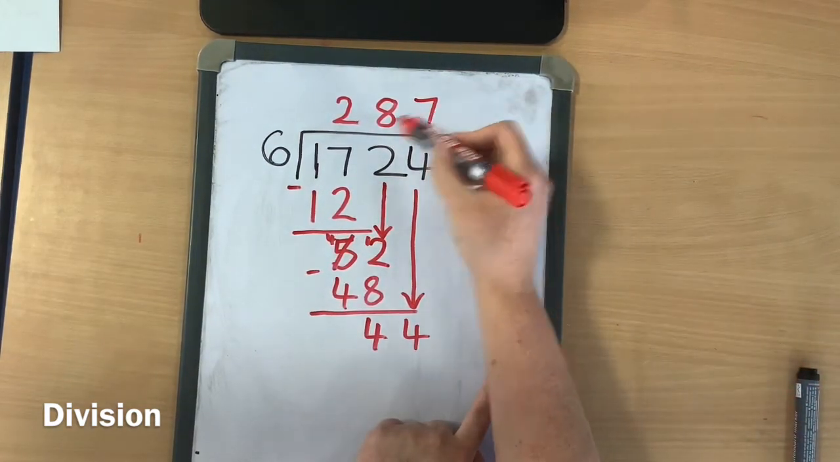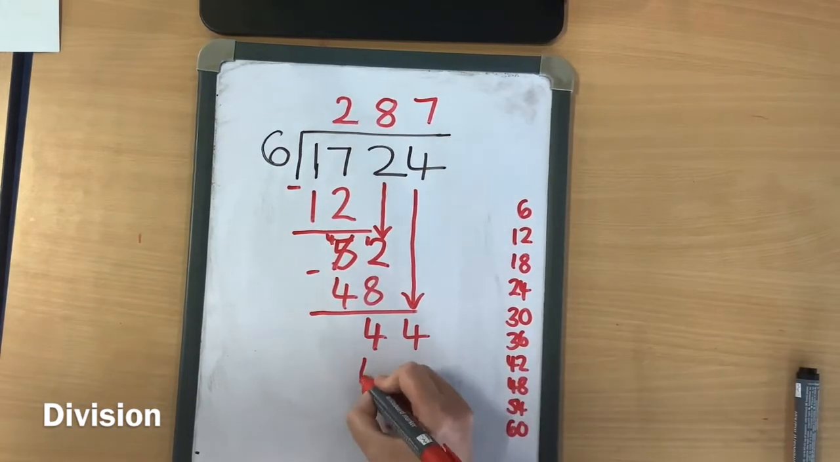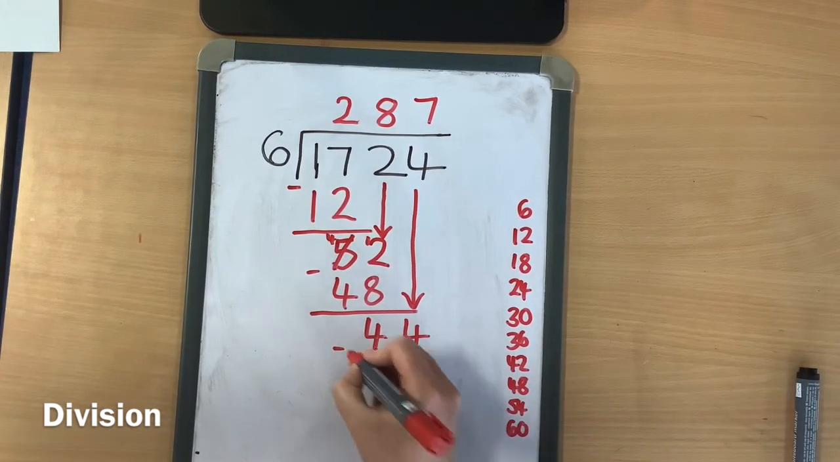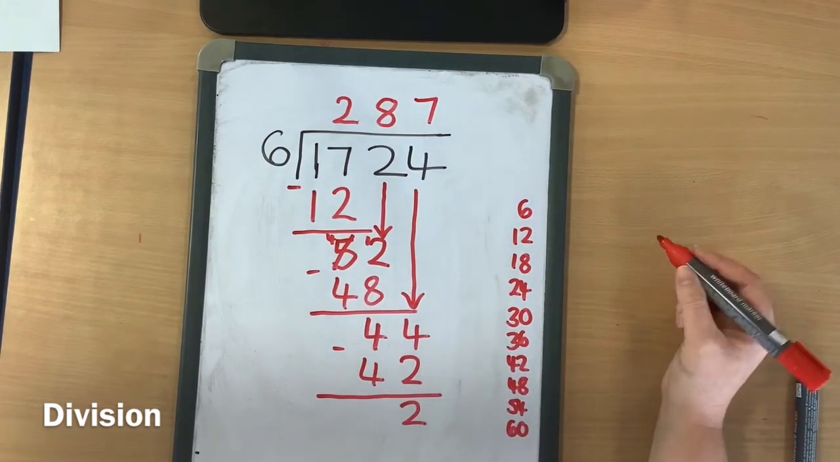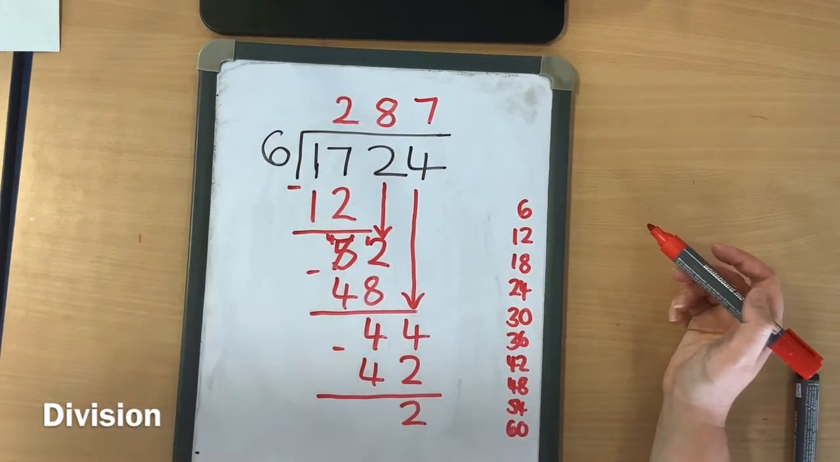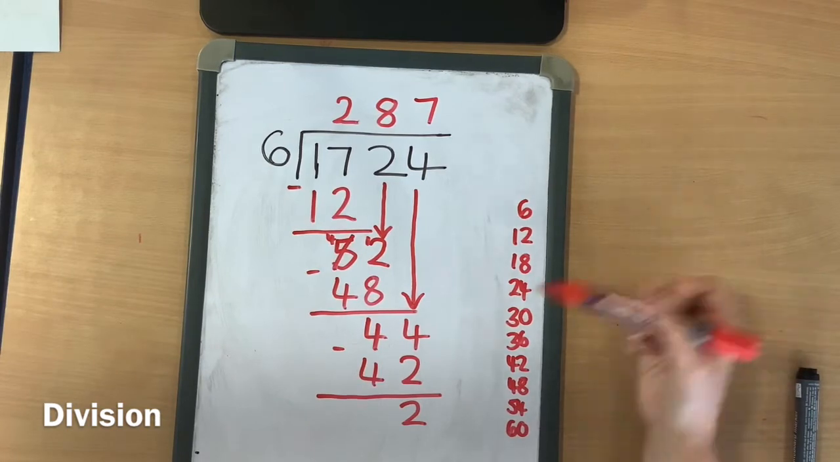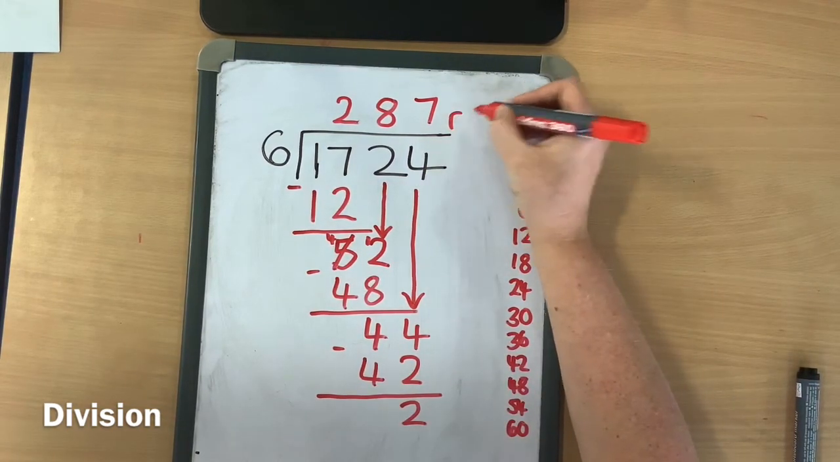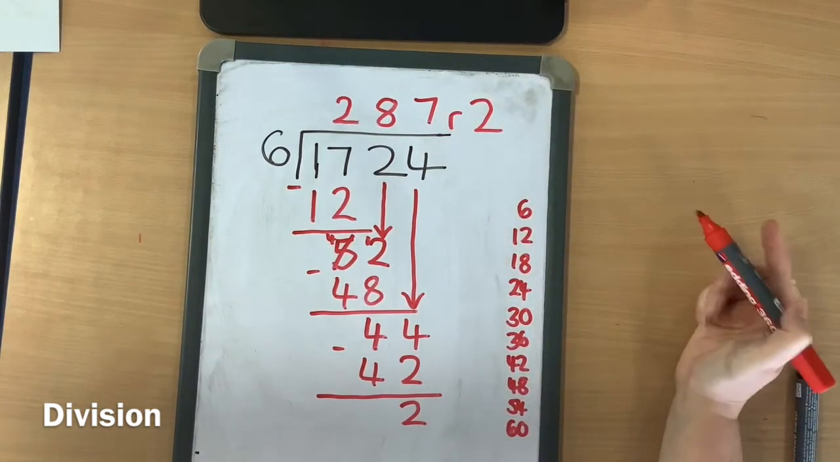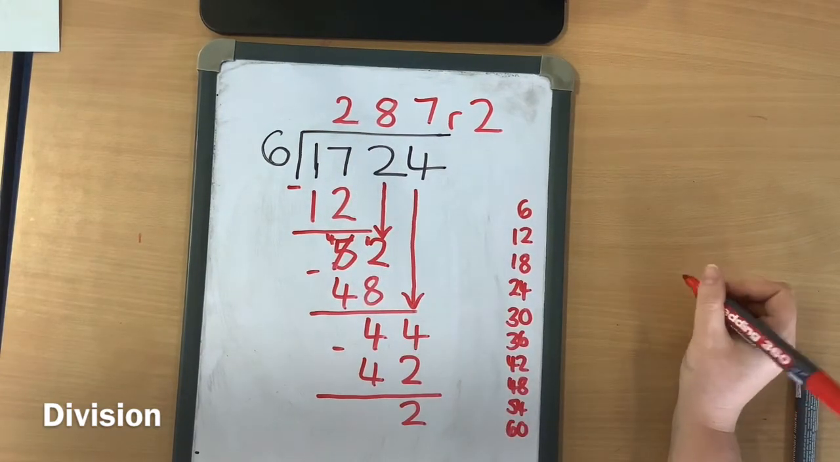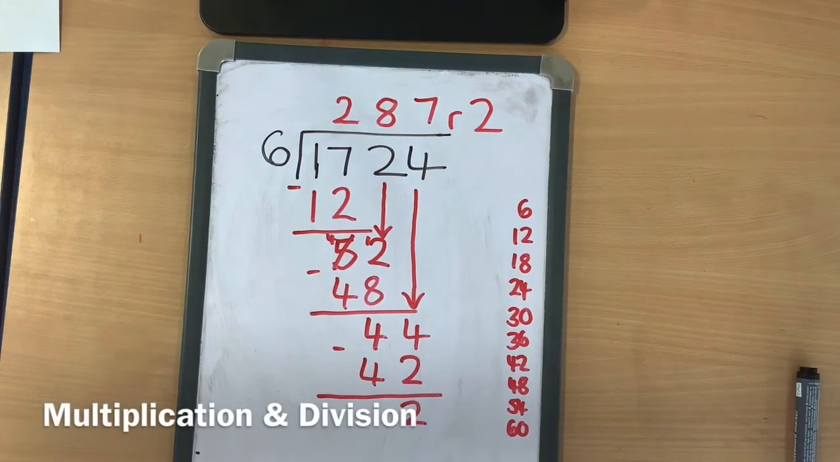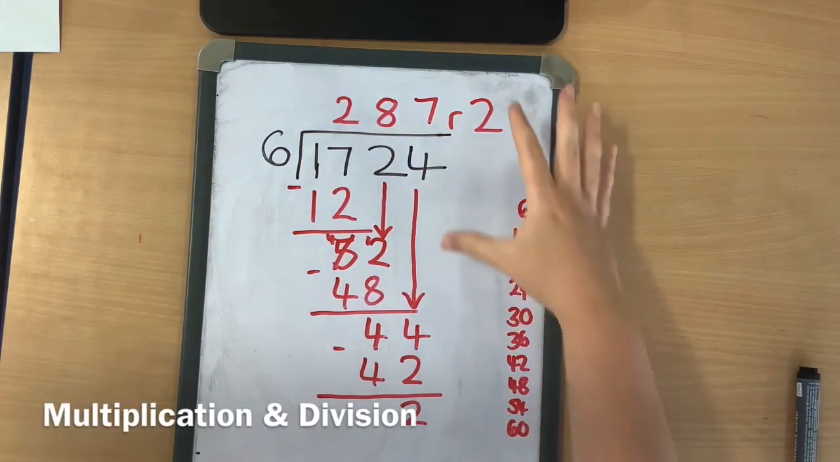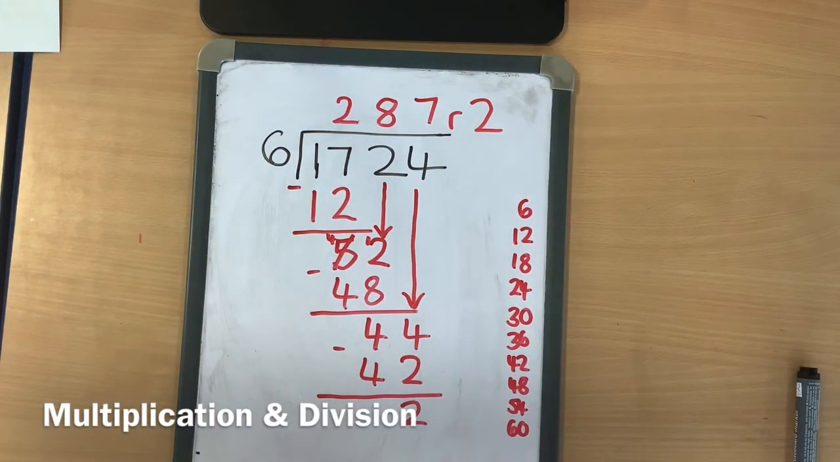Okay, 7 times 6 I know is 42. Do my subtract. Okay, leaves me with 2. Okay, 2 divided by 6 isn't going to work. So that tells me that I've then got a remainder of 2. So the answer is 287, remainder 2.